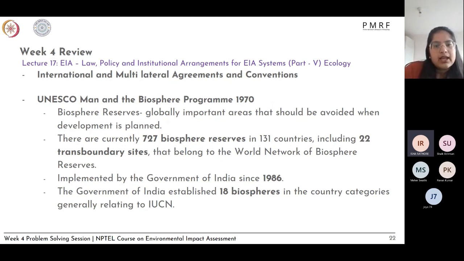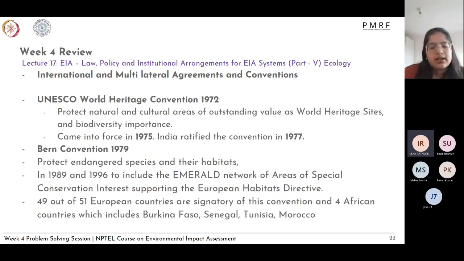And then we had again the UNESCO World Heritage Convention in 1972. So this was to protect the natural and cultural areas of outstanding value. So they have the World Heritage Site, they have the biodiversity important areas, and this came into force in 1975 and was ratified or implemented in India in 1977.